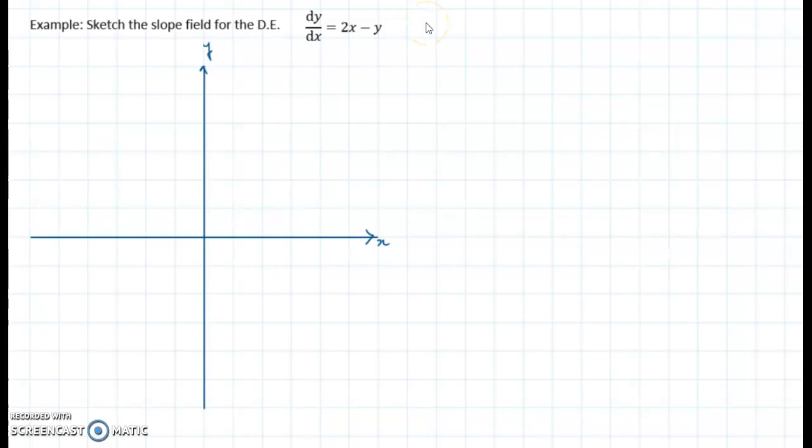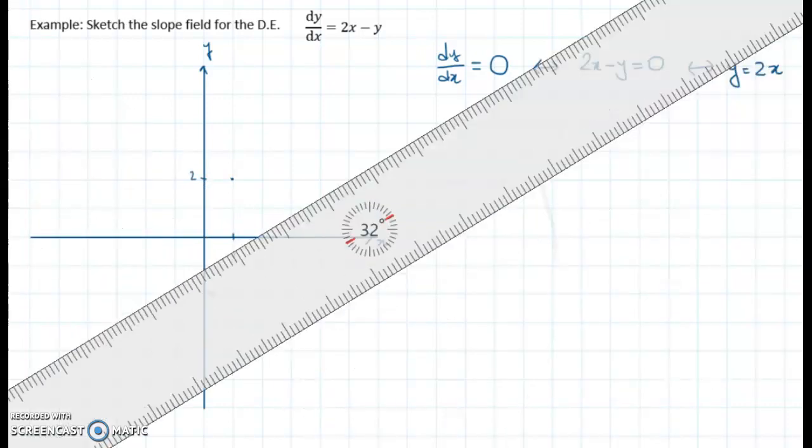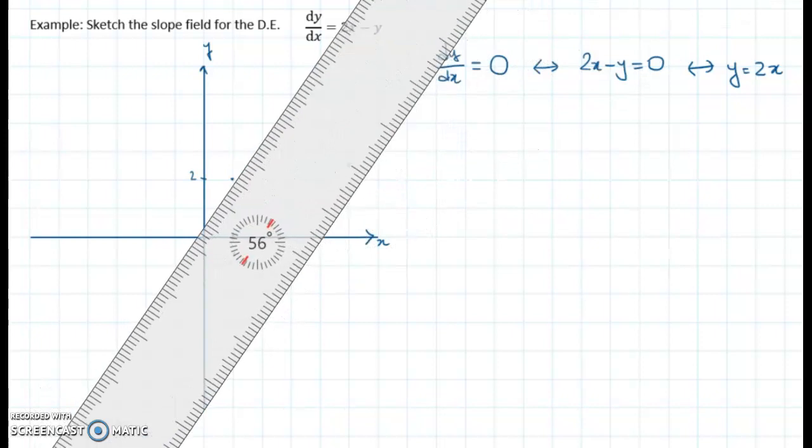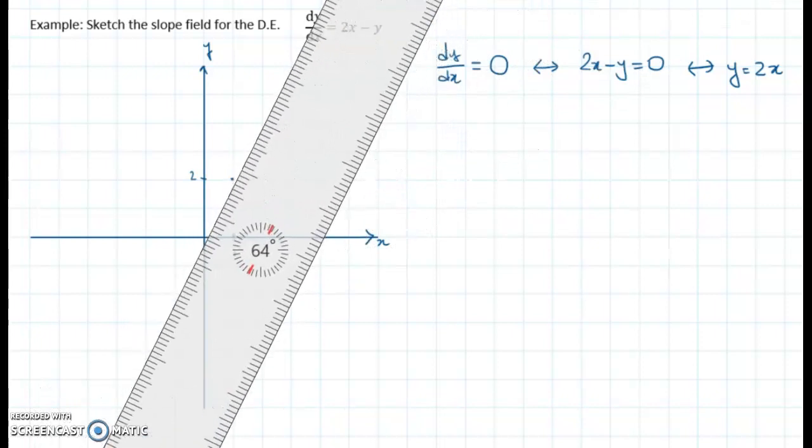And let's start by looking at when it is that the solutions are going to be horizontal, or are going to have slope 0. This is going to happen exactly when 2x minus y is equal to 0. So this is going to happen when y is equal to 2x. So we have a line, we can sketch it over here with one point going through the origin, that gives me all the points that have slope 0.